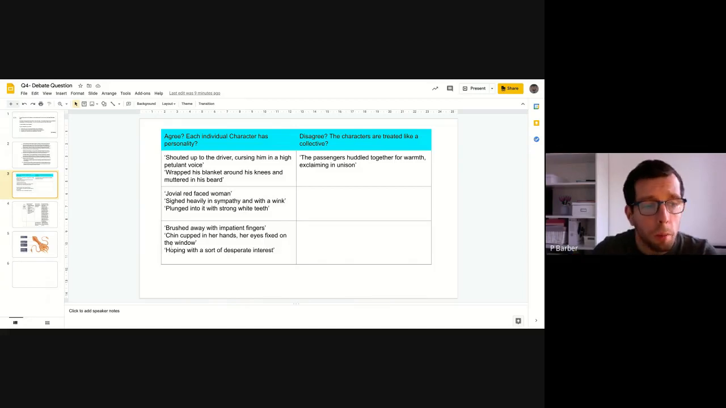Now, the only argument I could think of as to how the characters didn't come to life was that they were treated potentially as a collective. So I went for the passengers huddled together for warmth, exclaiming in unison, as in they are all treated as a group. I think that's pretty hard to argue, but we could use this potentially as a point to illuminate one of our characters. This essentially is the three paragraphs that I'm going to be trying to do.